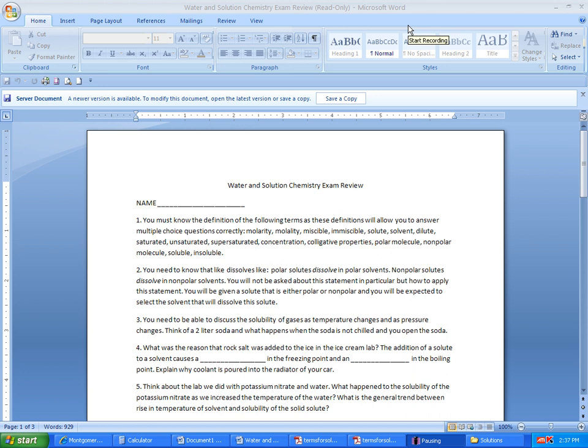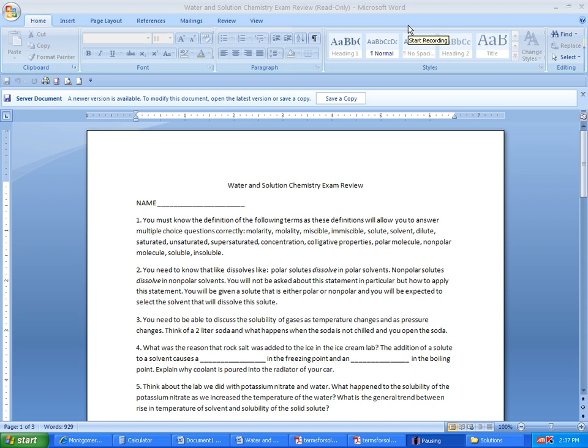You need to be able to, on number 3, discuss the solubility of gases as temperature changes and pressure changes. Think of a 2-liter soda and what happens when the soda is not chilled and you open it. You release the pressure by taking the cap off, and you get this tremendous fizzing of gas coming out of solution because it's warm. So it's not wanting to stay in solution anyway, but as long as the pressure is present, it'll stay in solution. As soon as you unscrew the cap, you get that fizzing because the gas now has an escape route. The pressure is less, and so the gas will come out of solution.